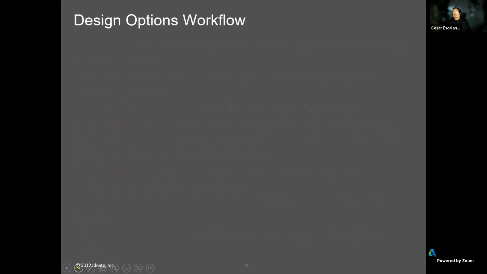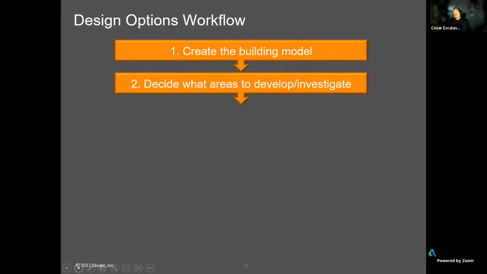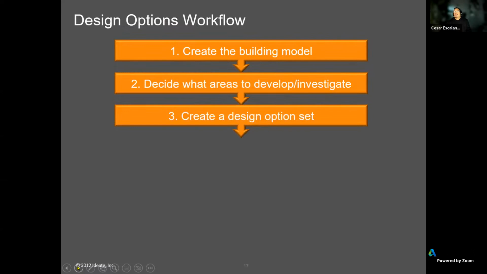Here is our workflow. I think some of you already know this, so sorry if this is redundant for my power users. But the main model provides the general context, and this is the active project. You decide what areas you want to develop and investigate as design problems. Could be lobby layout, it could be a furniture layout. And then we create and name an option set.